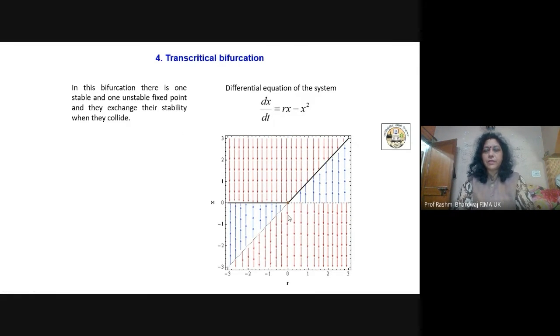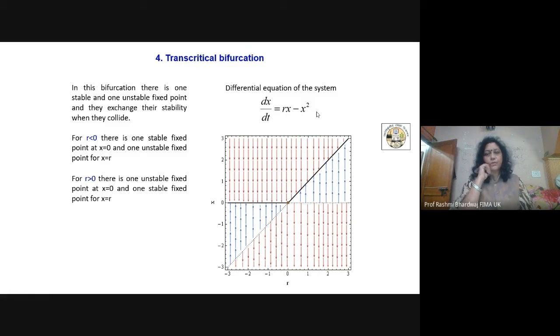Next one is the transcritical bifurcation. In this bifurcation, there is one stable and one unstable fixed point. And when they collide, they change their stability. So what is the equation? dx by dt equal to rx minus x square. So one point is x equal to 0. And another one, if r is less than 0, you get x equal to r as an unstable point. So x equal to 0 is there. But if r is positive, then you have x equal to 0 and x equal to r. So x equal to 0 is an unstable point for this one, but x equal to r is the stable point. Here this is stable and this is unstable. But after colliding at this point, the stability is exchanged.